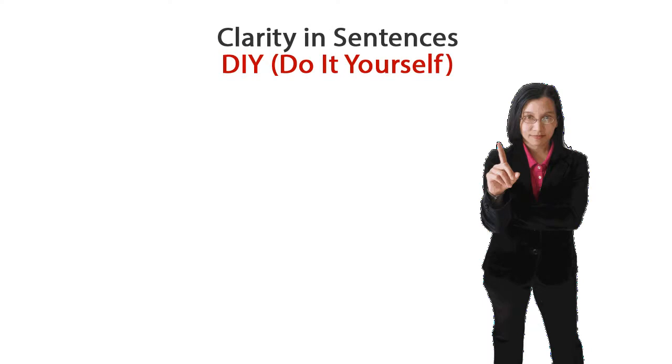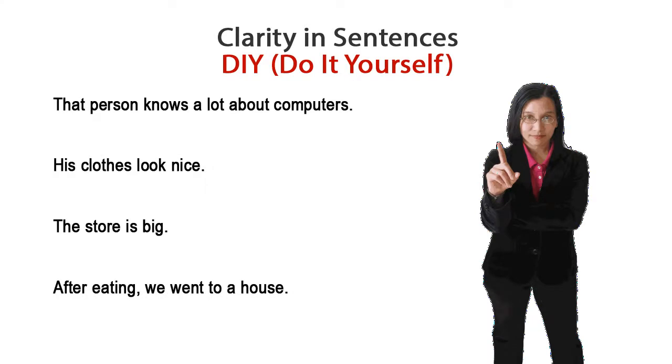Now, let's do it yourself. Please turn to Great Writing 3, page 40, Activity 7. There, you will see 4 unclear sentences. Can you come up with clearer sentences? Again, the answers will vary.